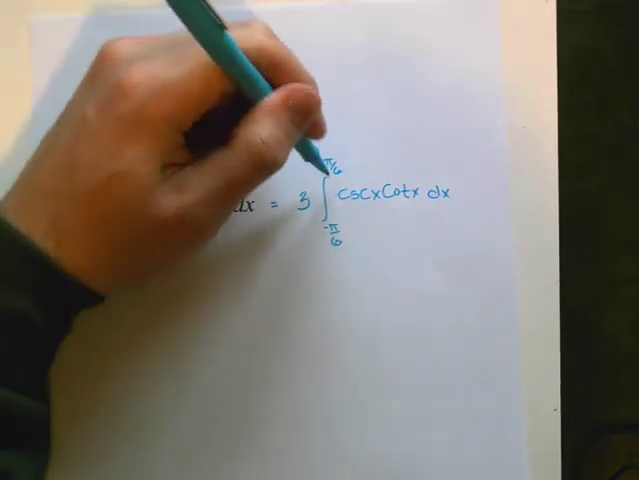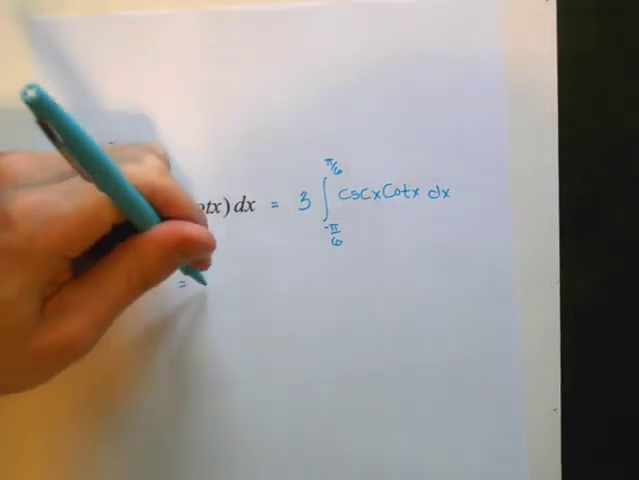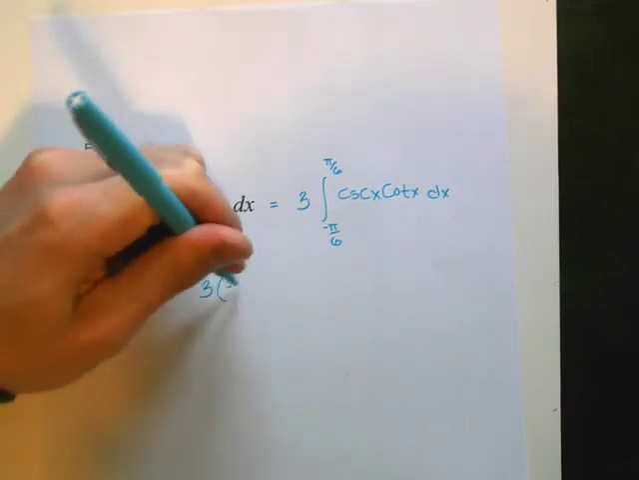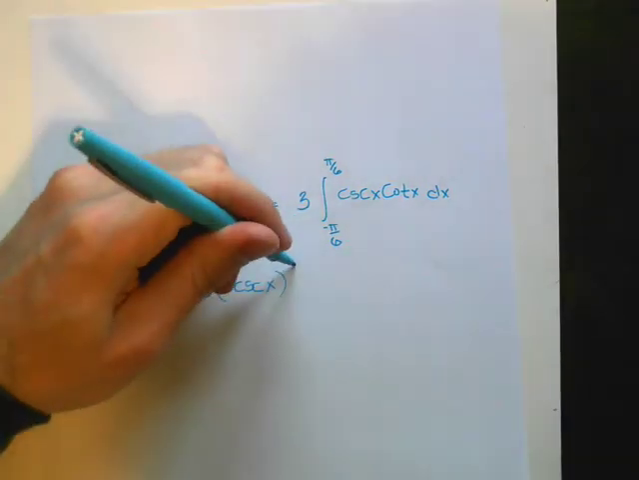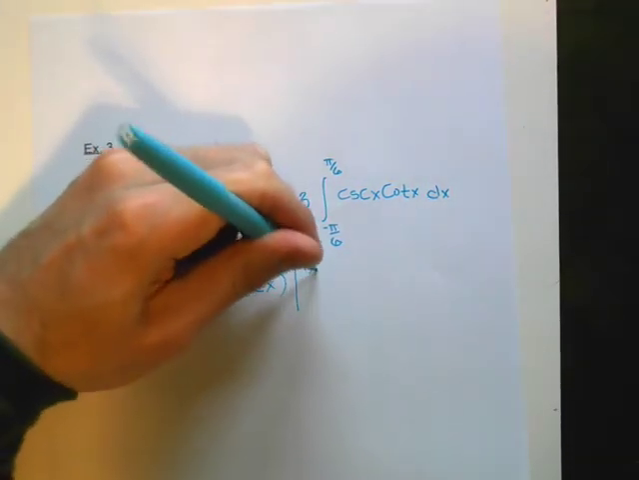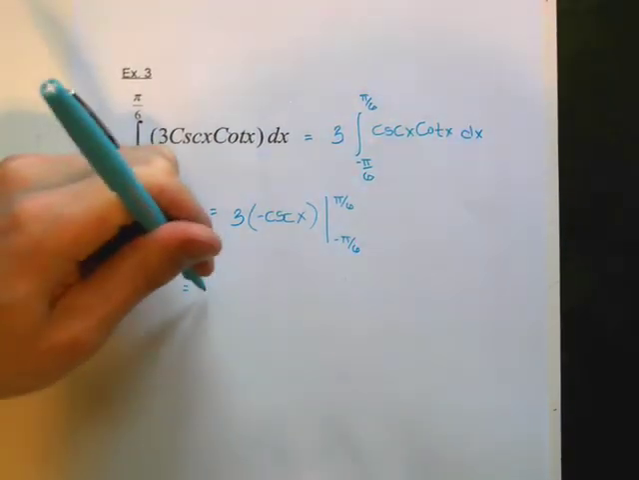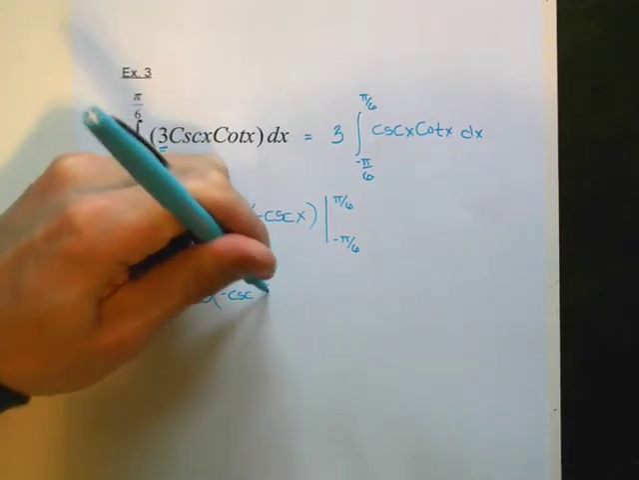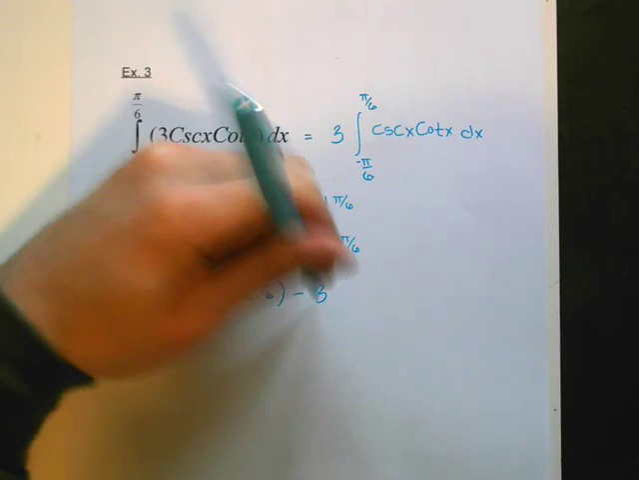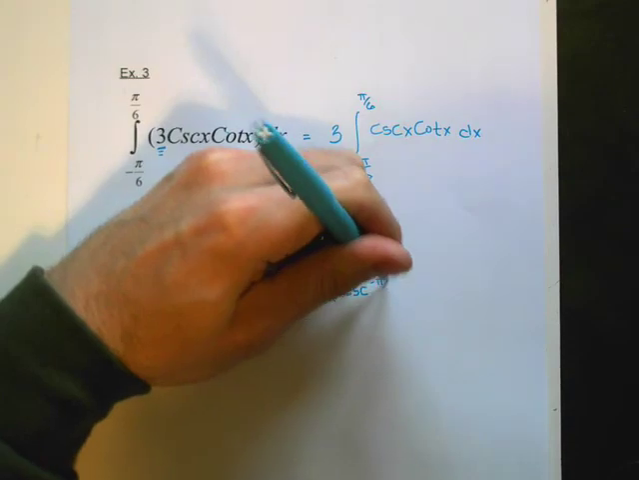So now, integral of cosecant cotangent we said was negative cosecant. So this is going to be equal to 3 times negative cosecant x. And then we're going to go from pi over 6 to negative pi over 6, okay? Now, when we evaluate this, when we plug it in, it's going to look like this. I'm going to have 3 times negative cosecant pi over 6, minus 3 negative cosecant negative pi over 6.